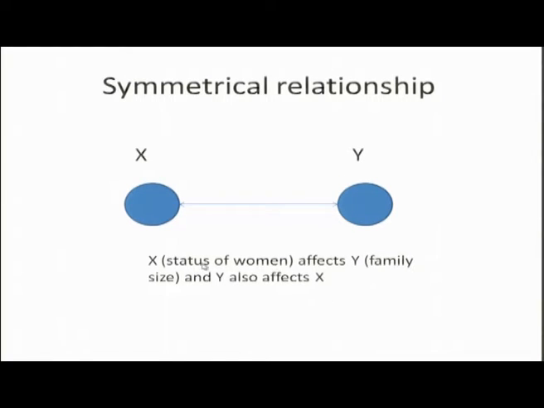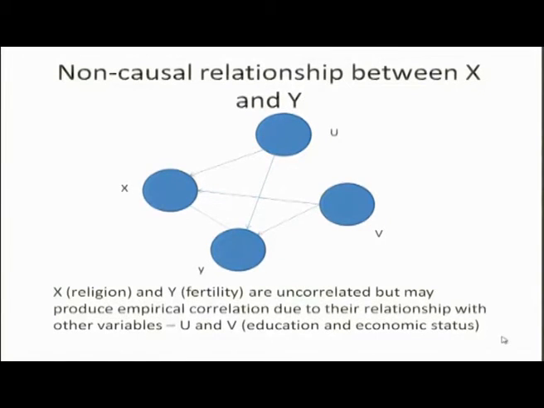This affects their work status, and work status affects their empowerment. Now, this is an example of a non-causal relationship between X and Y. This is X, this is Y. There is no causal relationship, even though there may be some empirical relationship, meaning the correlation coefficient between these two variables may be significant or even high, but there is no causal relationship between X and Y.